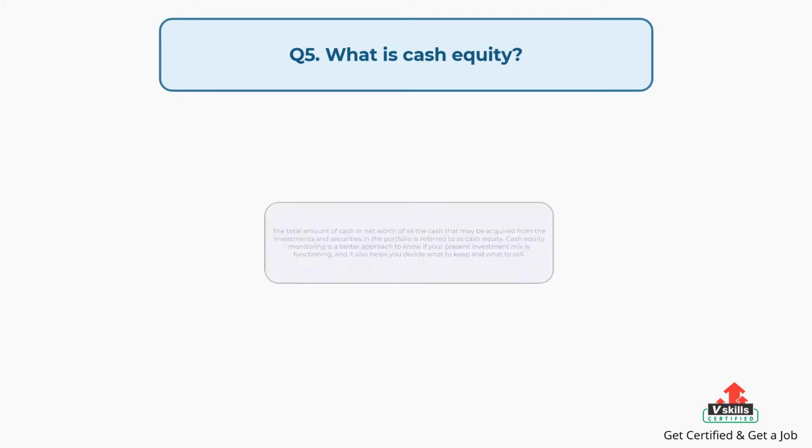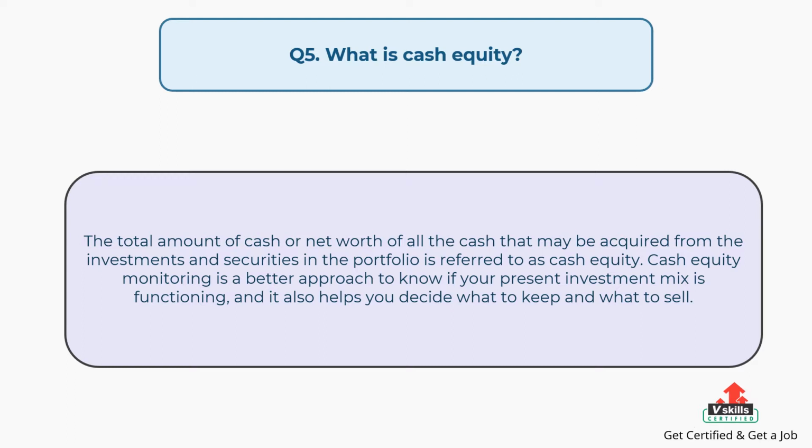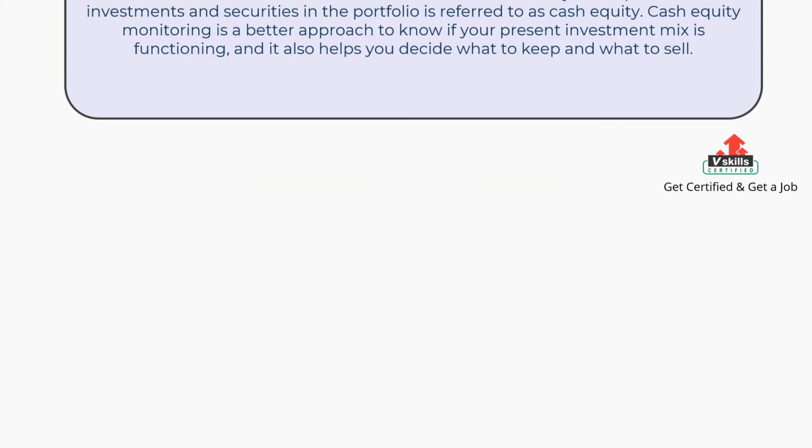Question number 5. What is cash equity? The answer is, the total amount of cash or net worth of all the cash that may be acquired from the investments and securities in the portfolio is referred to as cash equity. Cash equity monitoring is a better approach to know if your present investment mix is functioning, and it also helps you decide what to keep and what to sell.